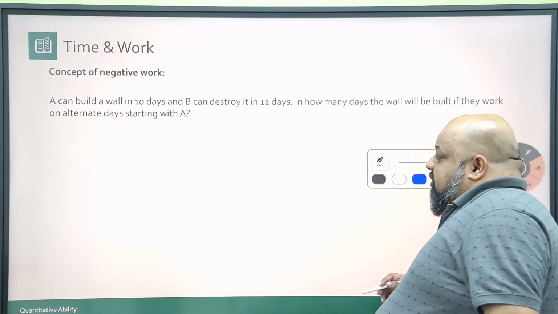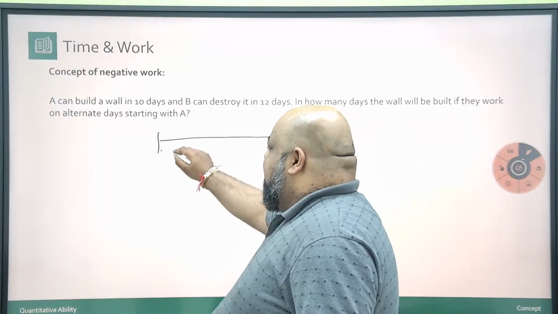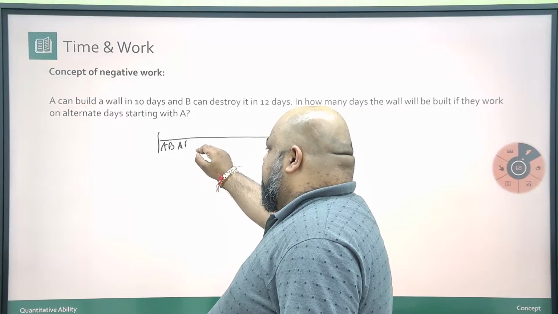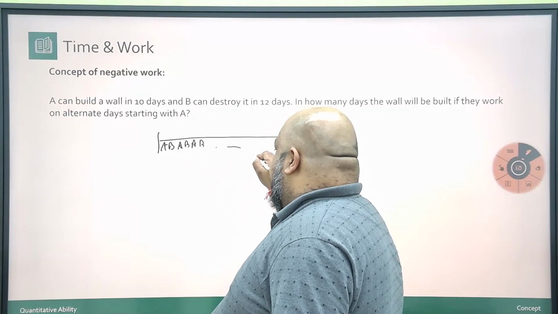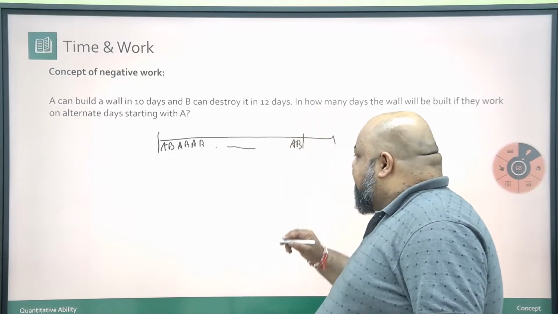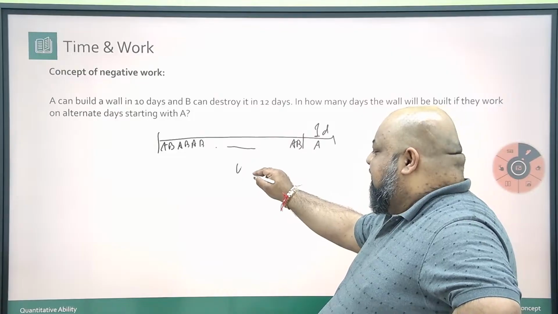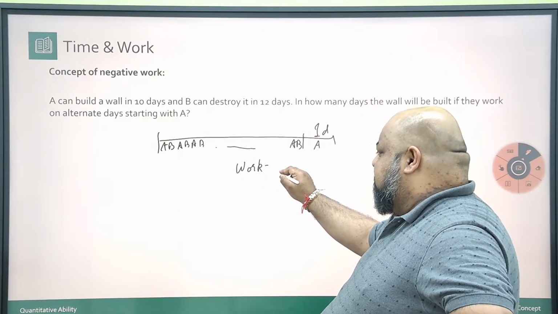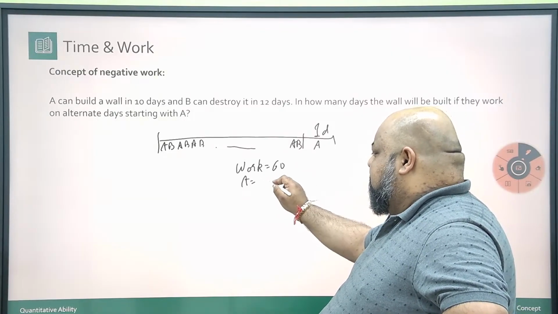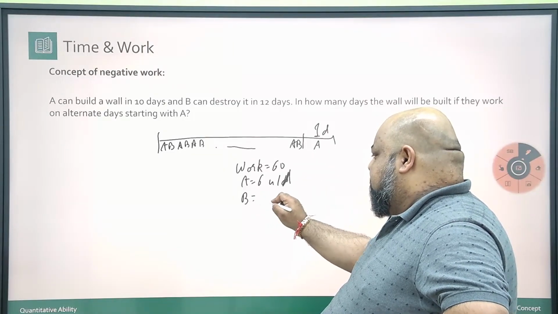So if I look at the process, AB will keep on working till a point where only one last day is left and A comes to work. Now, if I assume the work to be of 60 units, with A doing 6 units per day and B doing -5 like in the previous question.